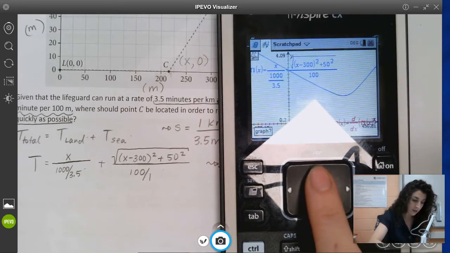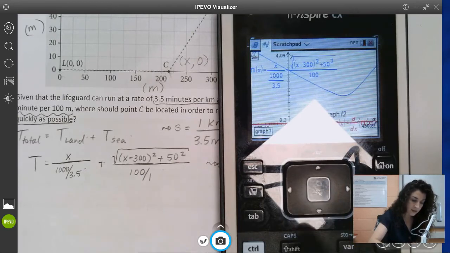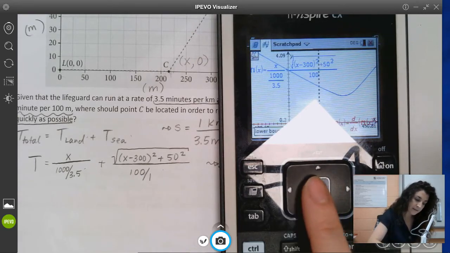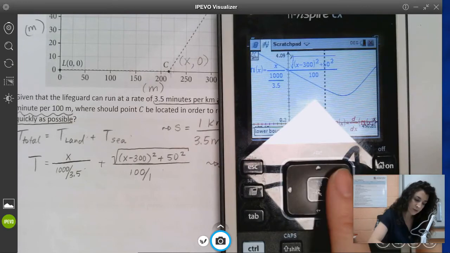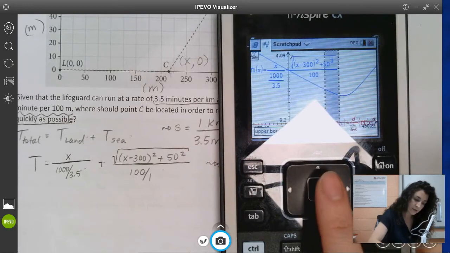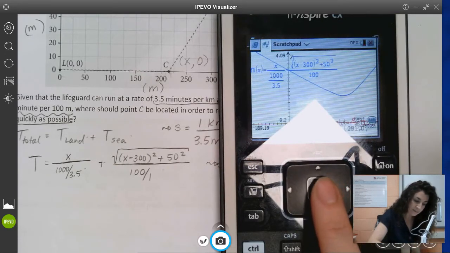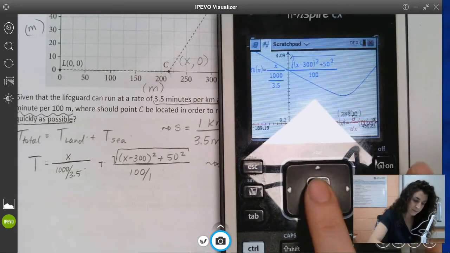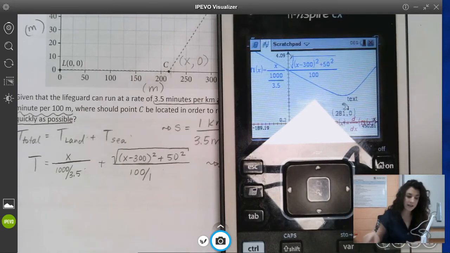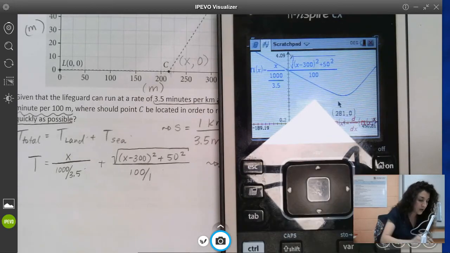Graph the red one. Lower bound, upper bound. It went ahead and found it. Really hard to see, so I can click and drag. And we can see that our x-intercept happens at 281.